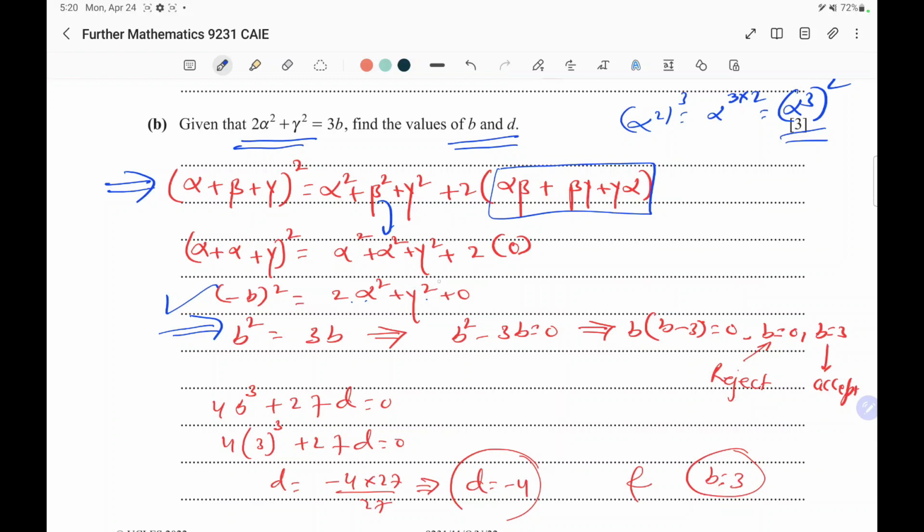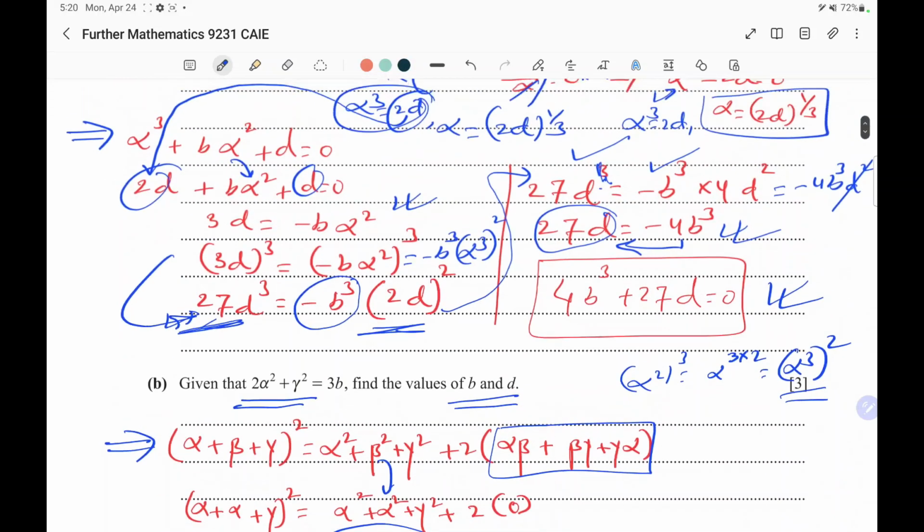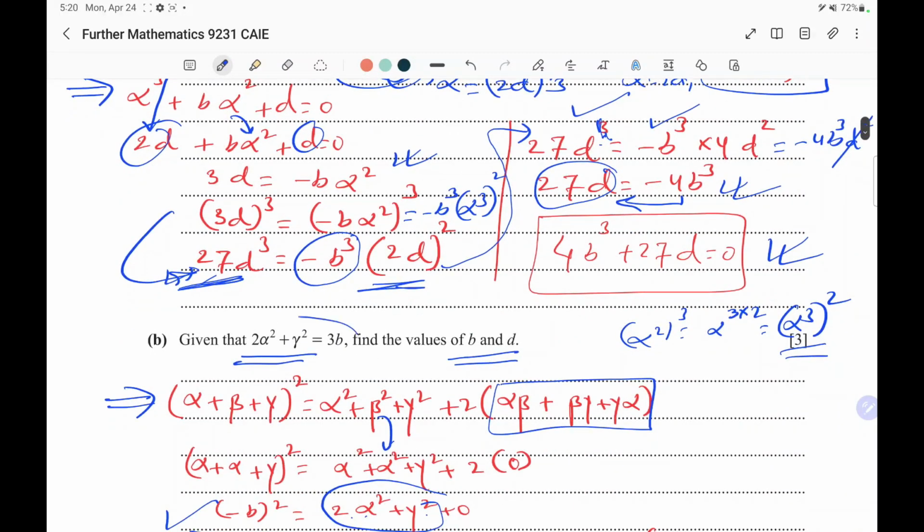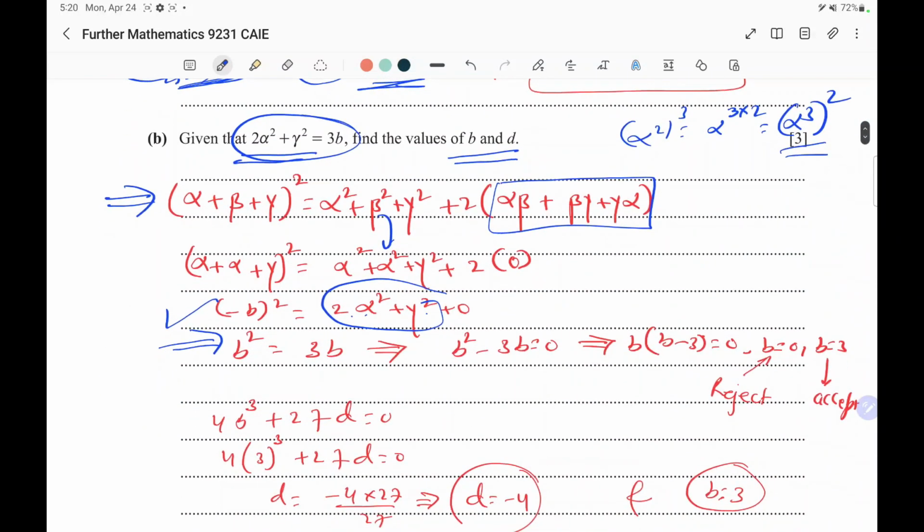Then I need to get this value, 2 alpha square plus gamma square, from somewhere. So how can I get that? 2 alpha square plus gamma square equals 3b, it is given in the question. So just write 3b. So b square equals 3b, take it to the left side, b square minus 3b equals 0. Factorize: b times (b minus 3) equals 0. b can be 0, b can be 3.